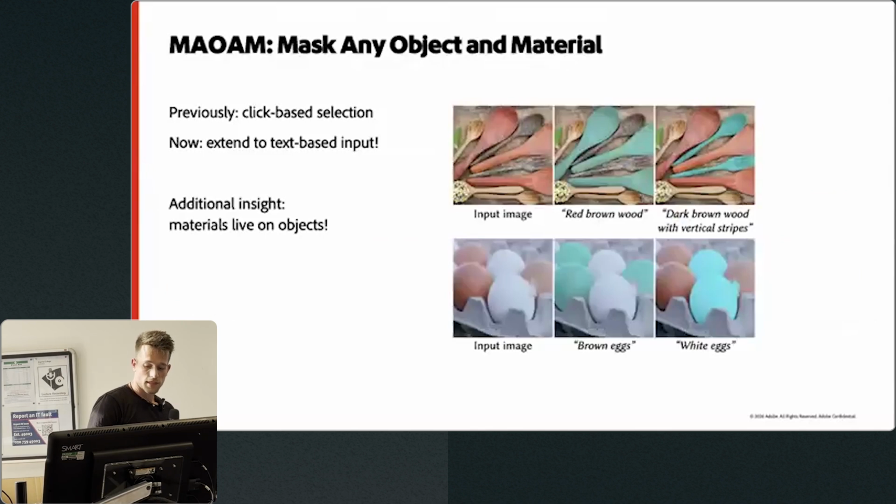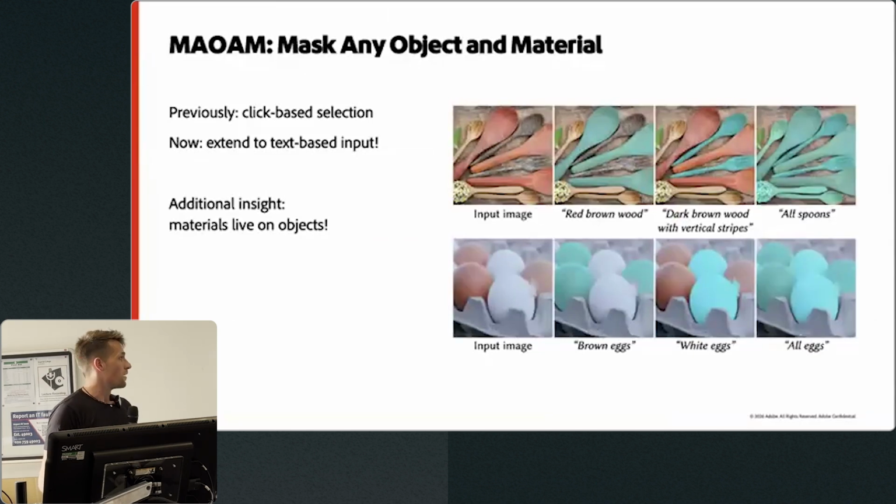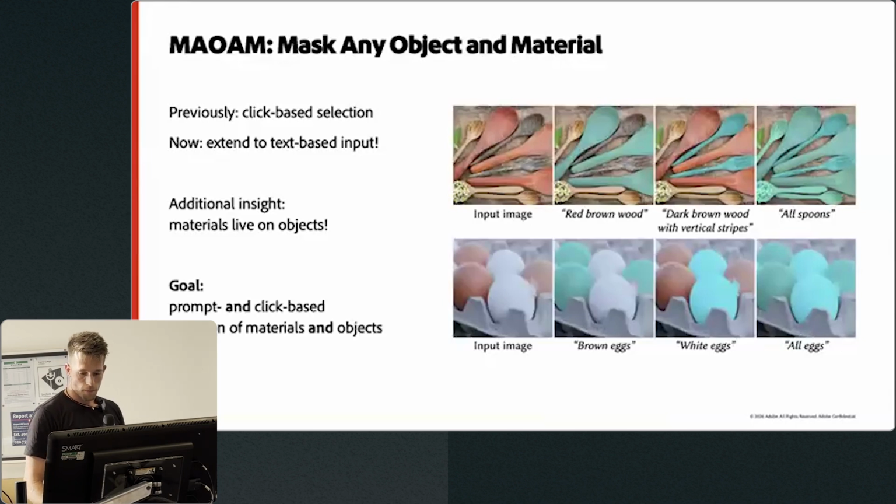An additional insight was that materials usually exist on object surfaces. You will seldom find a material just floating around in space. They're usually anchored to an object. And therefore, it's only reasonable to jointly train from materials and objects to be able to exploit this reasoning together. Here on the left, we had the material selection objects like red, brown wood, dark brown wood. On the spoons, with MAOAM now you can say all spoons or all eggs, and you get all the objects regardless of material variation. So yeah, that was the goal.